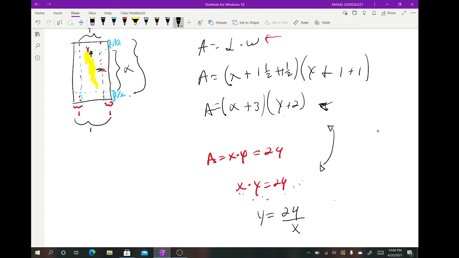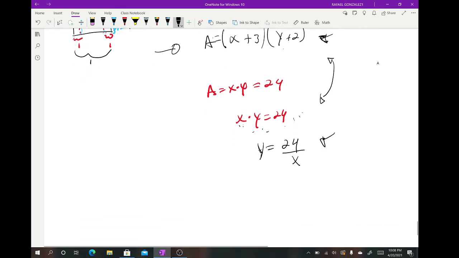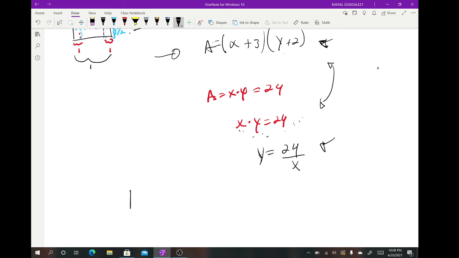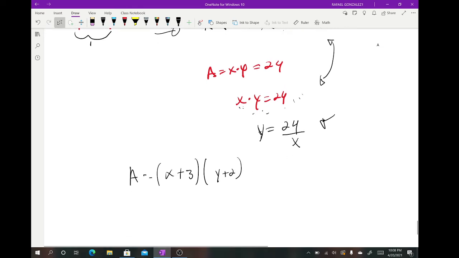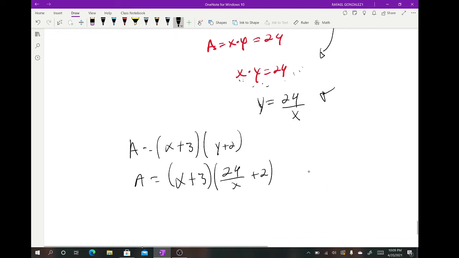Now that we have a solution for one of the variables, we can use that solution in our principal equation. So we have A is equal to (x + 3) times (y + 2). But now we know that y is equal to 24 over x. So we have (x + 3) times (24 over x + 2). And now this becomes our new equation in one variable. Notice that there's only one unknown, and that is x.